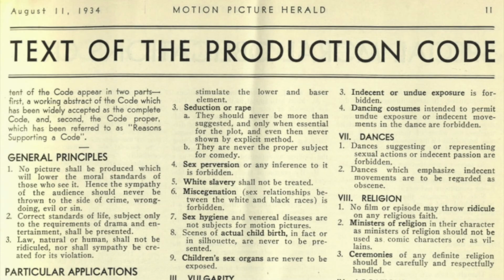There are 3 general principles of the production code and 12 particular applications. Let's start with number 1 of the general principles. Number 1. No picture shall be produced which will lower the moral standard of those who see it. Hence, the sympathy of the audience shall never be thrown to the side of crime, wrongdoing, evil, or sin. Number 2. Correct standards of life, subject only to the requirements of drama and entertainment, shall be presented. Number 3. Law, natural and human, shall not be ridiculed, nor shall sympathy be created for its violation.